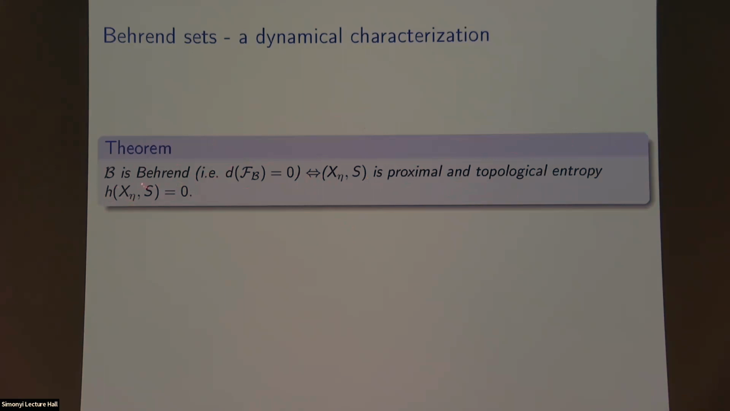The implication from left to right is, okay, if you assume Behrend, proximality follows by elementary arguments. Topological entropy zero can be calculated, I think, by some classical inequalities. This is, I think, something classical, I would say.